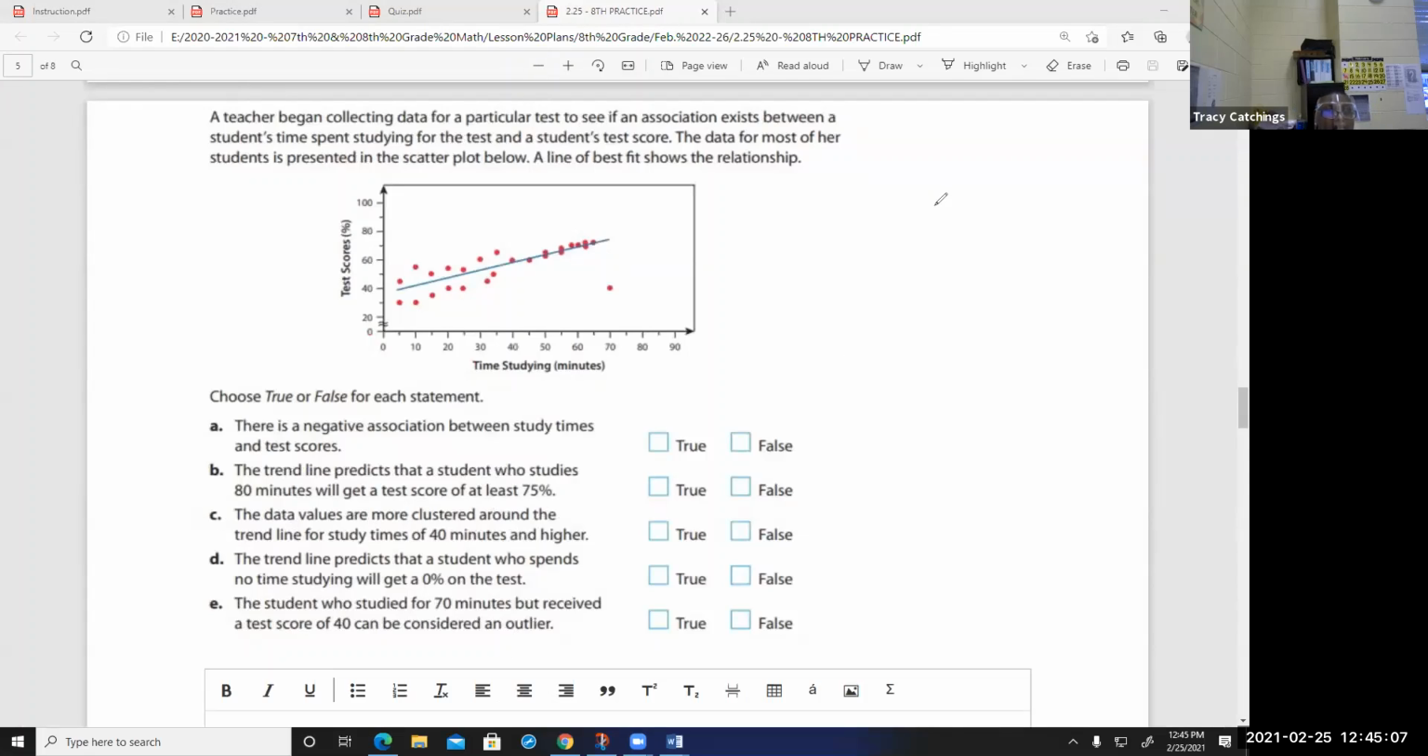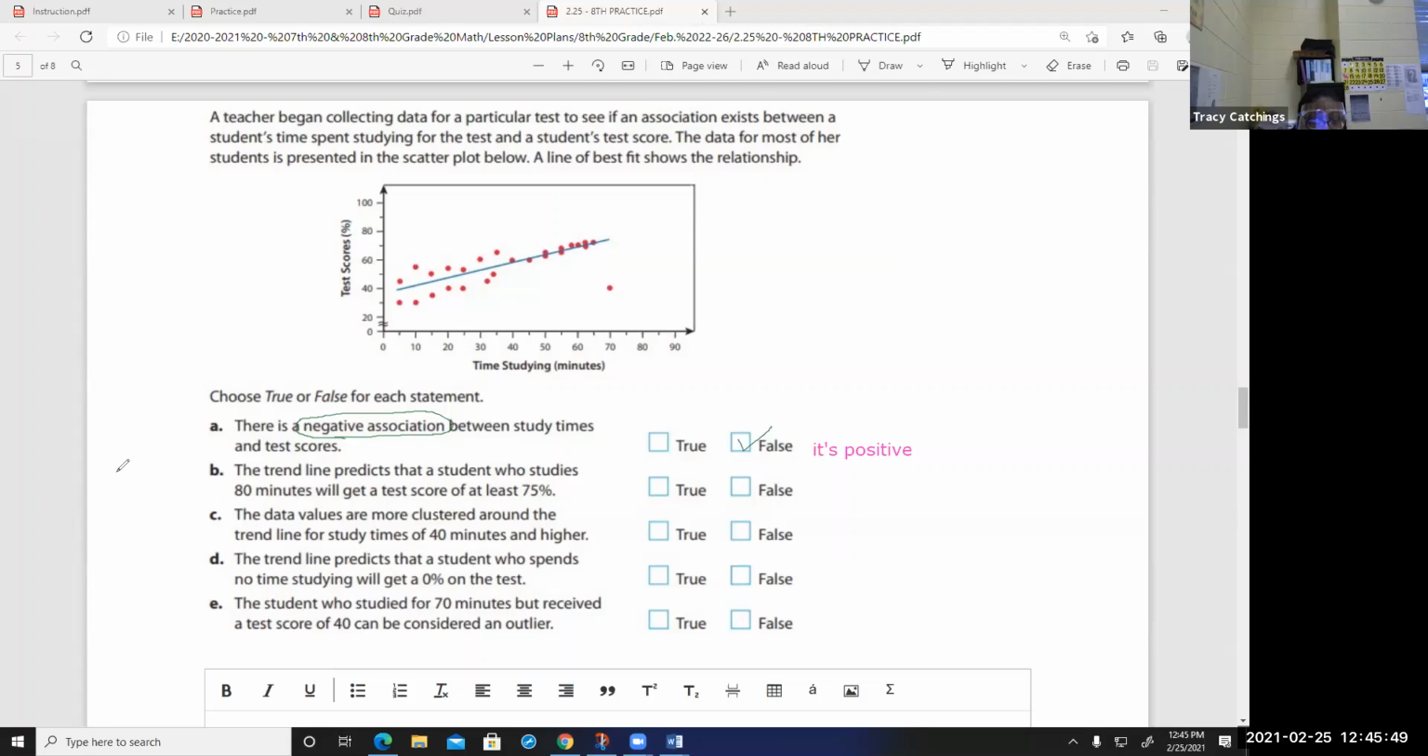All right, it says the teacher began collecting data for a particular test to see if an association exists between a student's time spent studying for the test and a student's test score. The data for most of her students is presented in the scatter plot below. A line of best fit shows the relationship. A says there is a negative association between study times and test scores. Would you say that has a negative association? It's positive. It's increasing. All right, so I just say A, false, is positive.